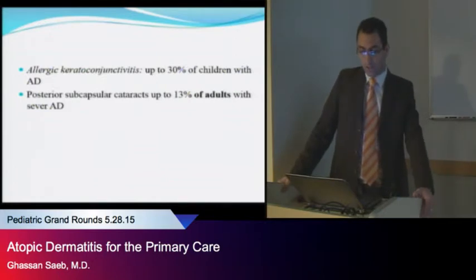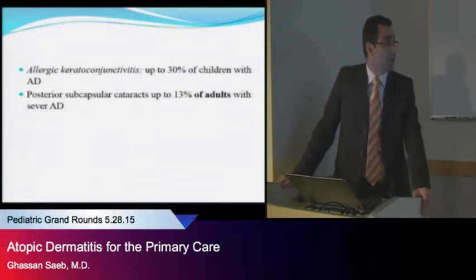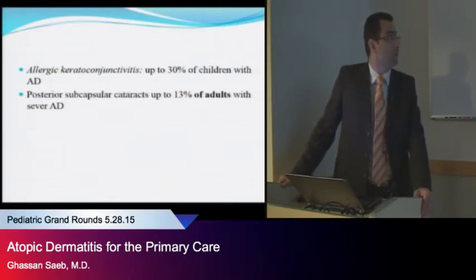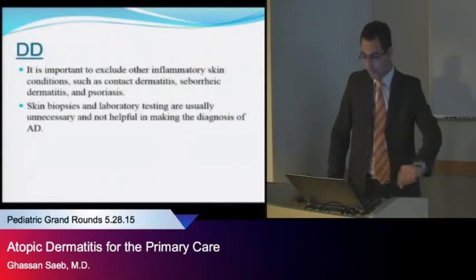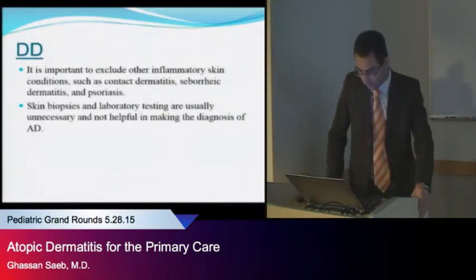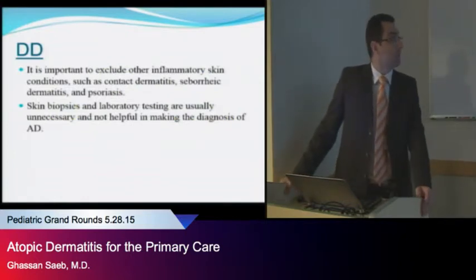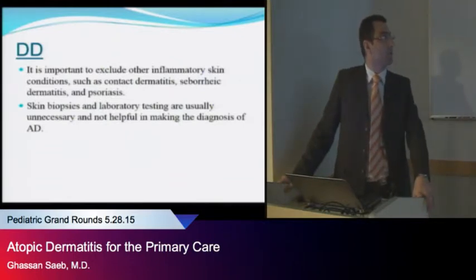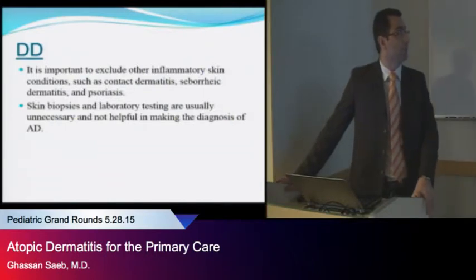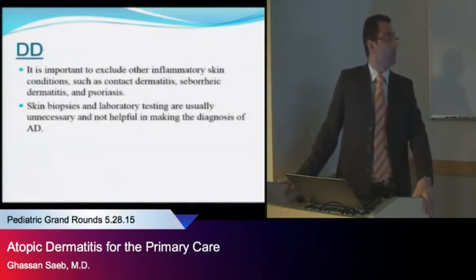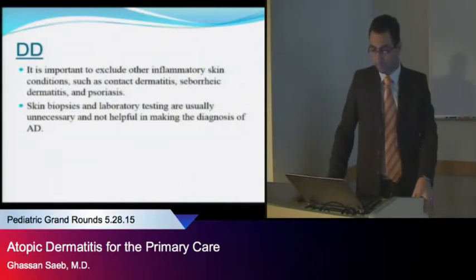Allergic keratoconjunctivitis occurs in up to 30% of children with AD. Posterior subcapsular cataract, up to 13% of adults with severe AD. So differential diagnoses include inflammatory skin conditions such as contact dermatitis, seborrheic dermatitis, and psoriasis. Usually biopsy and laboratory testing is not necessary to diagnose AD.